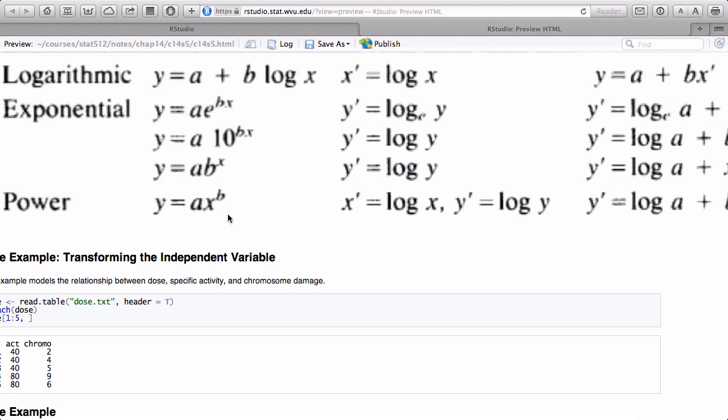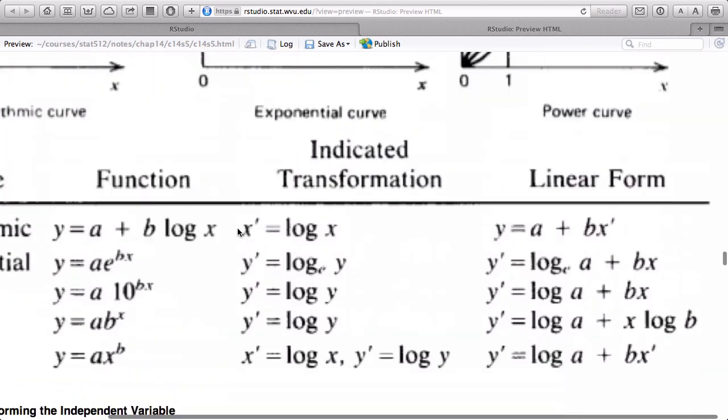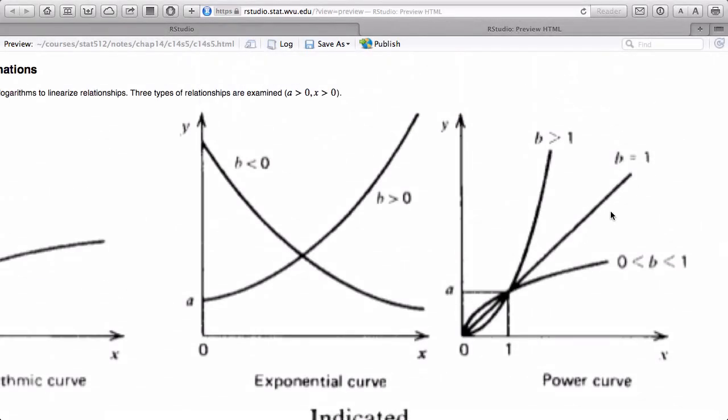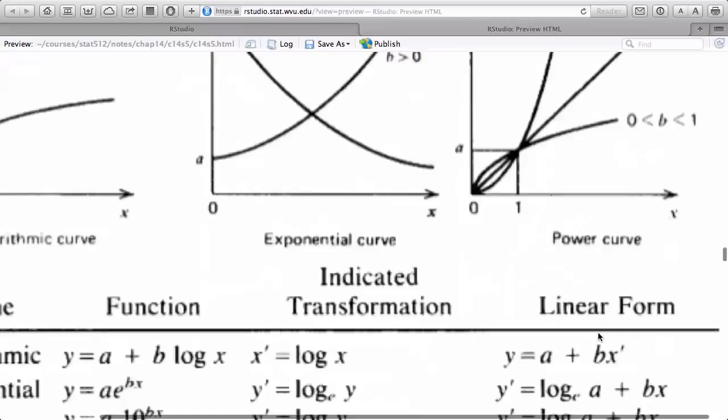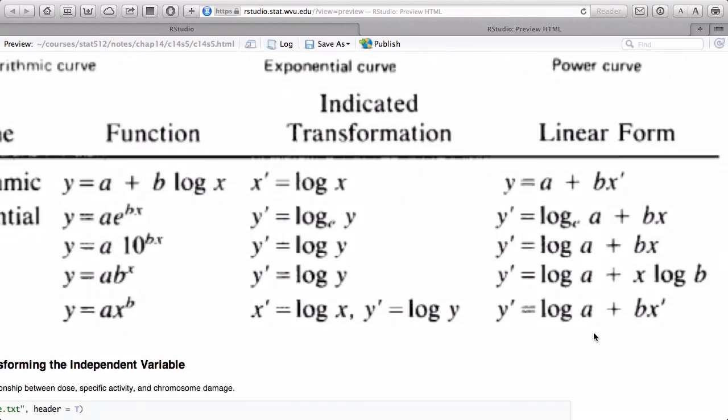So you might ask, what does this graphically look like? Again, it depends upon b. When b equals 1, it's just linear, it's just ax. But when b is greater than 1, it has an exponential, but it's not base e or 10. And if b is between 0 and 1, then it's sort of flattening off. So those are called power curves.